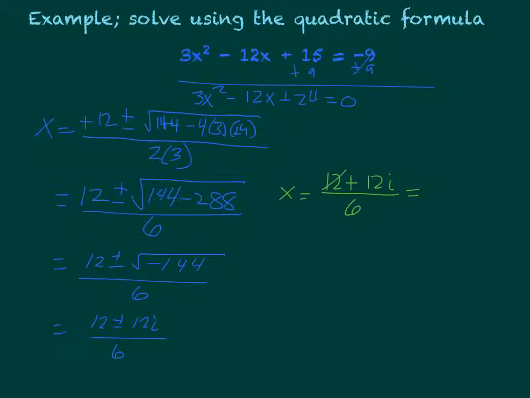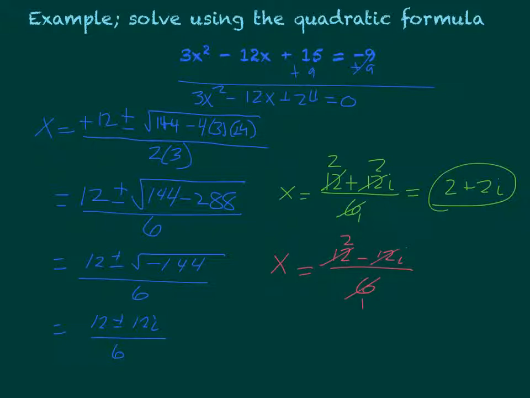to 2 plus 2i. And the other possibility is x equals 12 minus 12i over 6. Simplifies to 2 minus 2i. So those are your final answers.